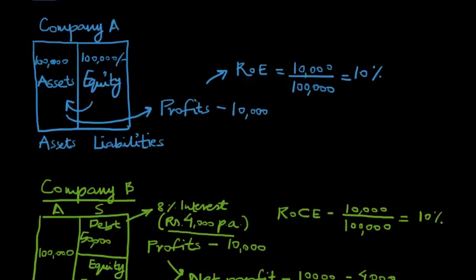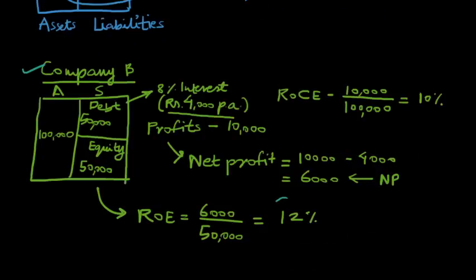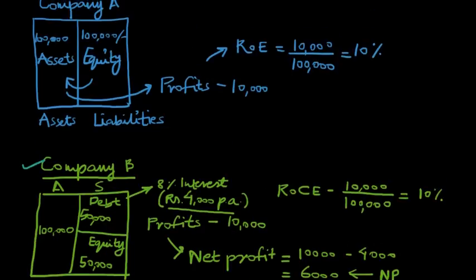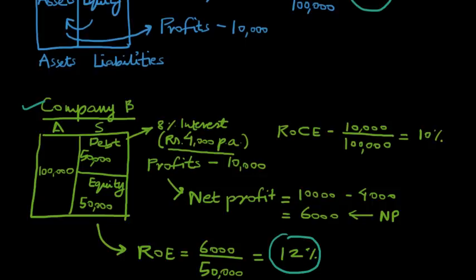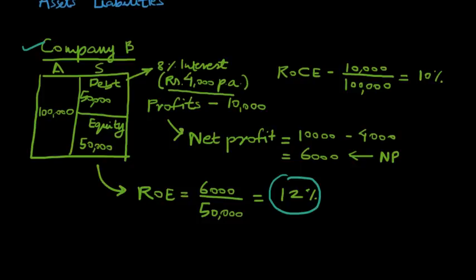So you see, company A and company B are of the same size, but still company B is able to earn a higher ROE, 12%, as compared to company A, which earns an ROE of 10%. The only difference between these two companies is that company B has assumed 50,000 rupees of debt, and company A funds its entire assets with 100,000 worth of equity. So just by taking on debt, having the same size of assets and earning the same amount of profits, company B has been able to show a higher ROE figure of 12%.